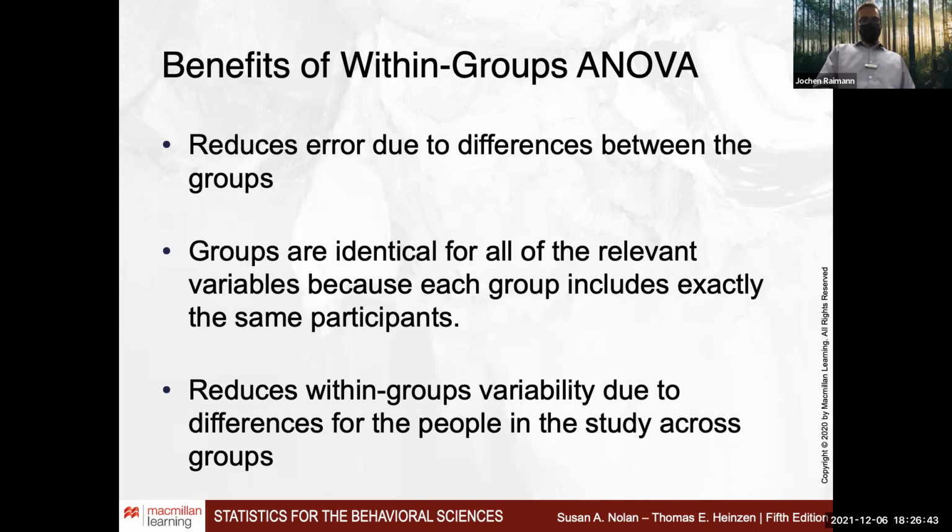So the groups are identical for all relevant variables because each group includes exactly the same participants. It reduces the within groups variability due to differences between the people in the study across groups. This is exactly what I said. It's the same individual. Thus, you have less variability between the groups in individual characteristics of the subject.